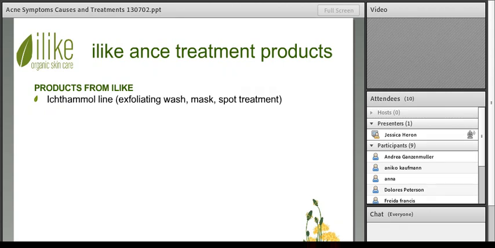Some of the products that you can use in our product line, beginning with the Ictamol line. This is the exfoliating wash, the mask, and the spot treatment. Ictamol is commonly used in an ointment as a drawing salve, as we mentioned earlier. It also has an anti-inflammatory, bactericidal, and fungicidal property. You can find this ingredient in Ilike's mineral exfoliating wash, which is a daily exfoliating wash that you use twice a day, morning and at night.